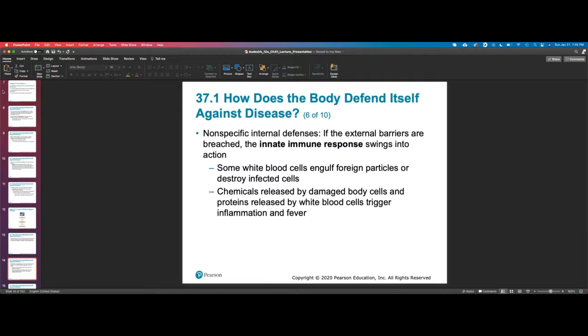So the innate immune response, that's going to encompass white blood cells, so part of your immune system that specializes in engulfing foreign particles, and they can be triggered by chemicals released. So kind of when you get swelling and inflammation, that's going to be the start of the innate immune response.